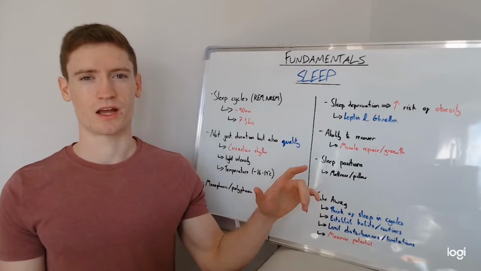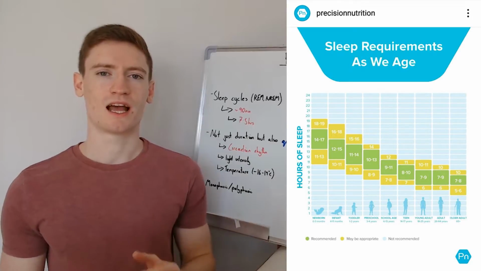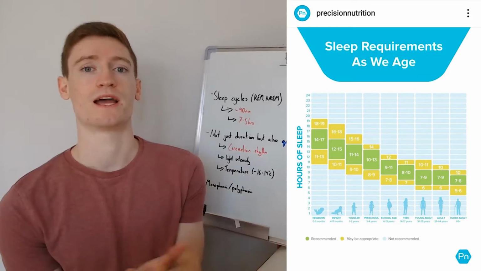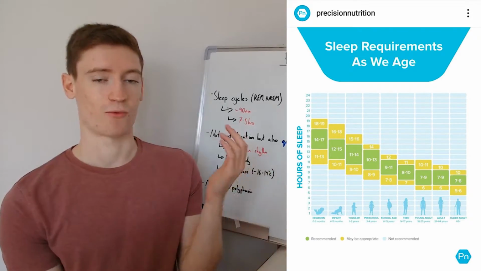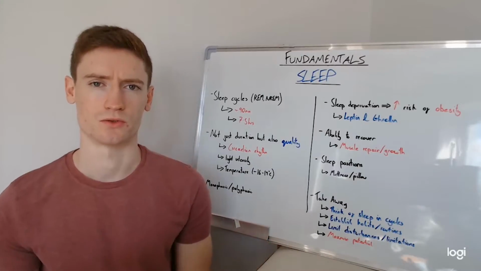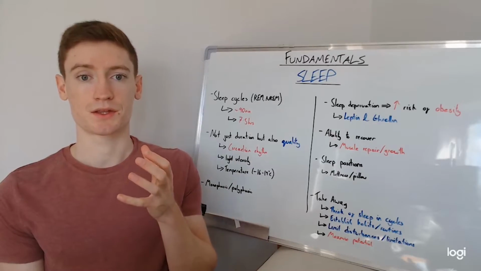There's a really good infographic that Precision Nutrition did, which I'll throw up here, which has a good illustration of how it changes over time, because typically as people age, they tend to go to bed earlier and wake up earlier, but they also tend to require slightly less sleep in total.